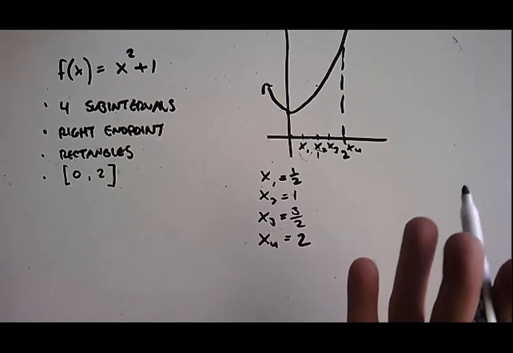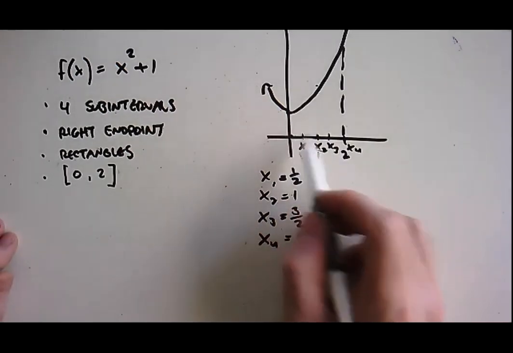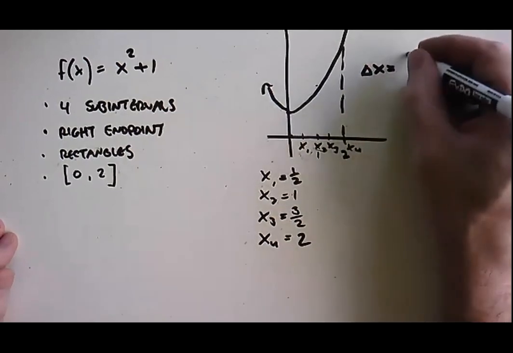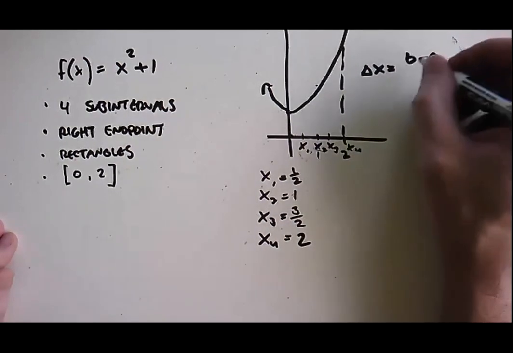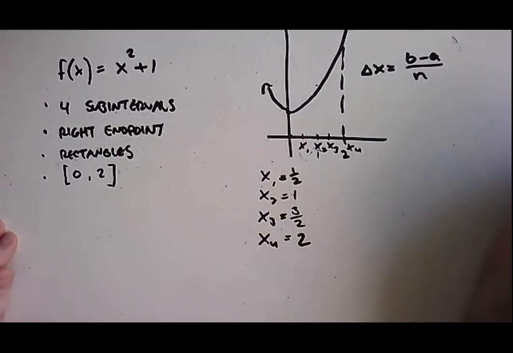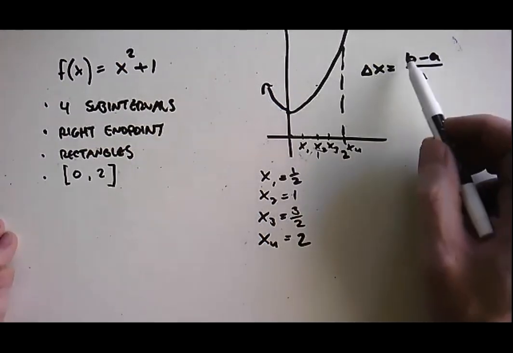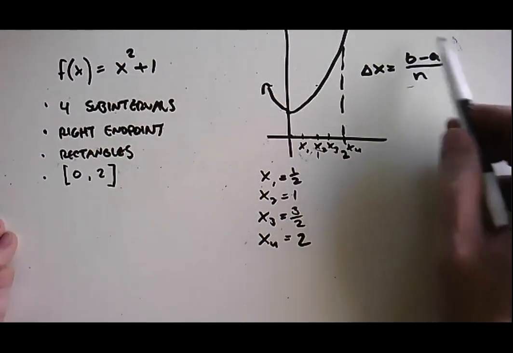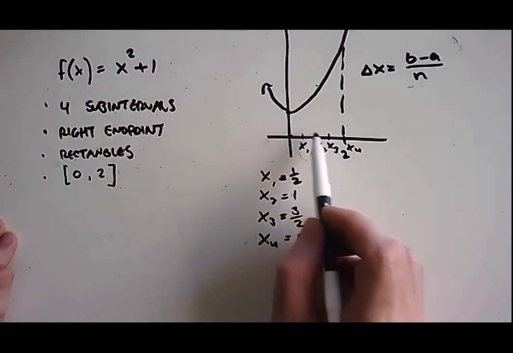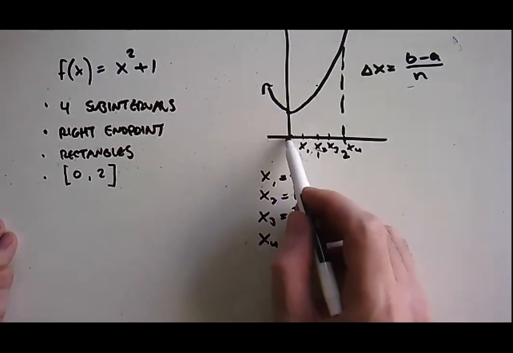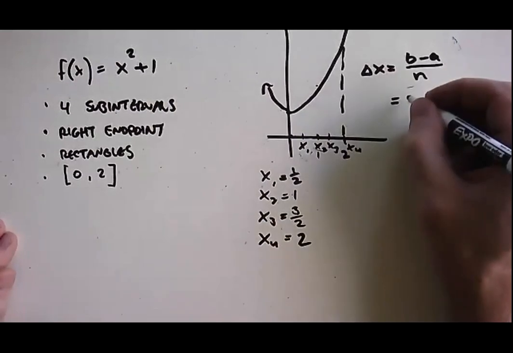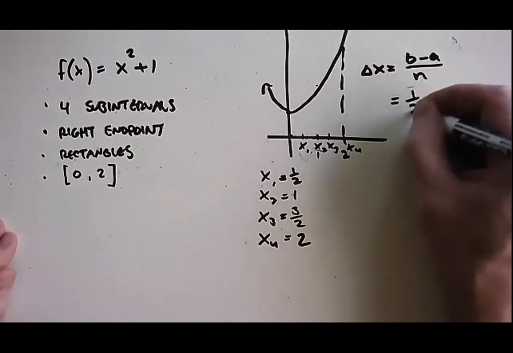If you want to think about a more generalized way to do this, if our interval goes from a to b, then our delta x would be b minus a, the entire interval, divided by however many subintervals we want. So that change in x is the total interval length divided by the number of subintervals. In this case, the entire interval is 2, and we divide it into 4 pieces, so delta x is 2 divided by 4, which is 1/2.